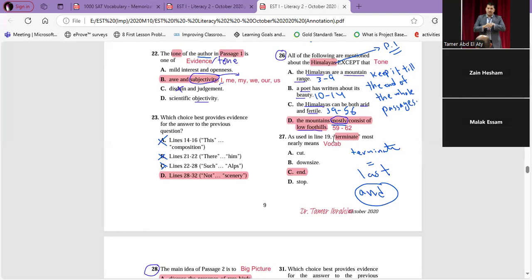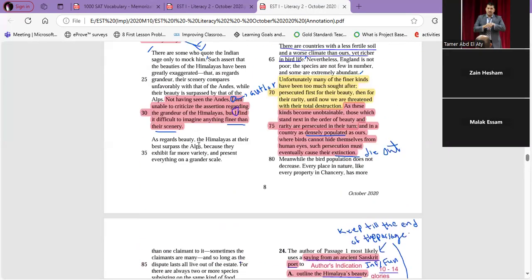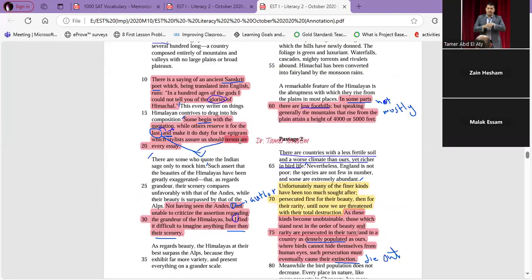As used in line 19, terminate most nearly means, I think I read it. But let's go to line 19. The word terminate here, take from the beginning. He said some begin with the quotation, while, take care, while shows contrast. So some begin, but others end. While others, we reserve it for the last. Okay, and, while, contradiction, and similarity.